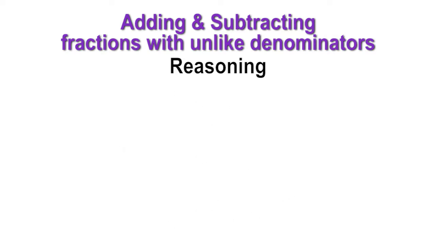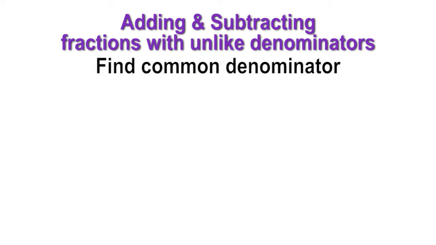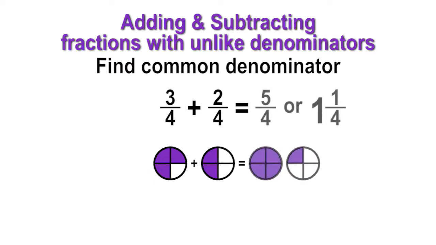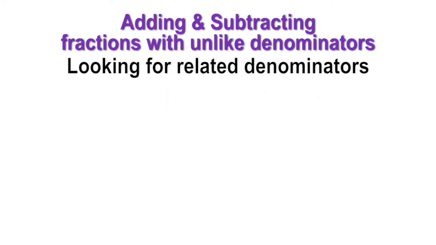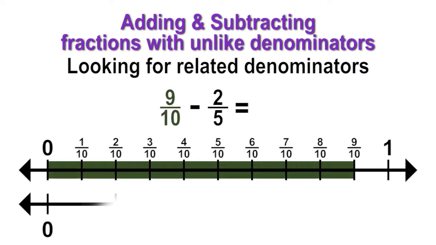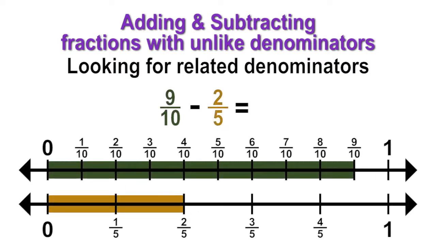The rest of the strategies focus on finding common denominators in order to add and subtract the fractions. Students will recognize that same-size pieces must be considered before adding or subtracting. Another strategy students will learn is looking for related denominators. For example, 9/10 subtract 2/5. Let's model using a number line. The first number line will represent 9/10 and the second will represent 2/5.